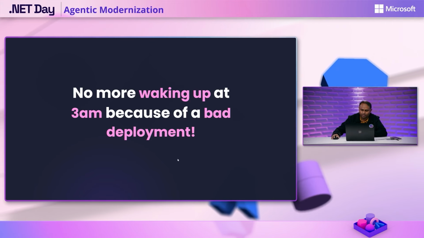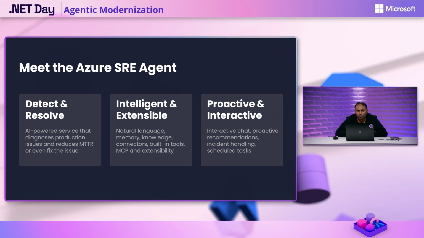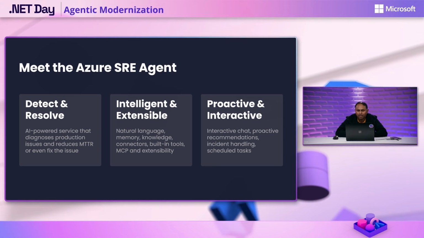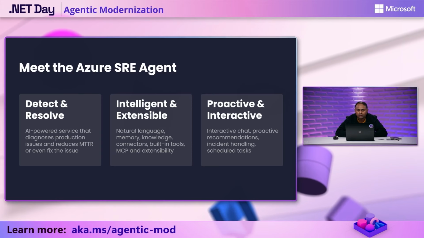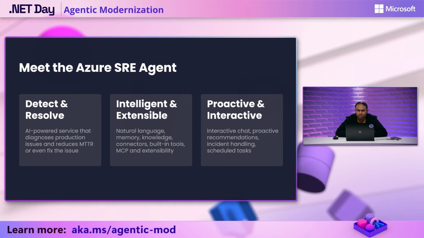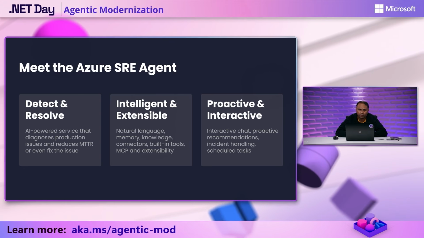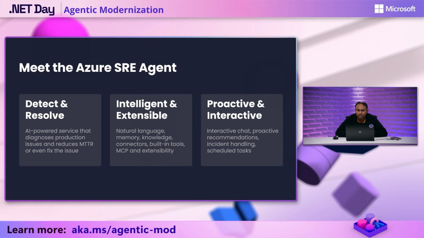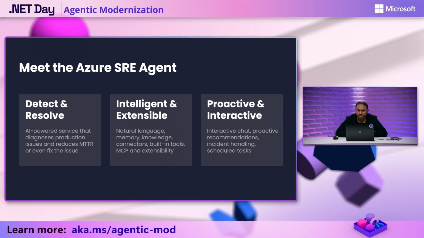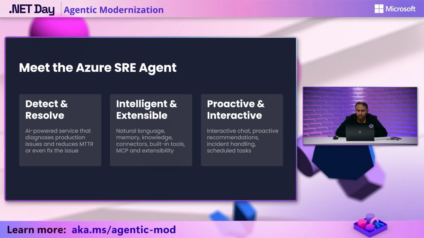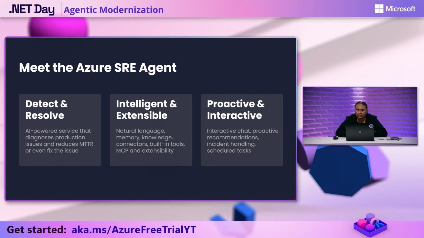And let's see how. The Azure SRE agent is an AI-powered Azure service meant for diagnosing and resolving production issues. We do this by real-time incident response, and you can use the Azure SRE agent in 3 different ways. You can interact with it, much like a co-pilot, where you can query your resources, configure it, investigate it, and even deploy it.